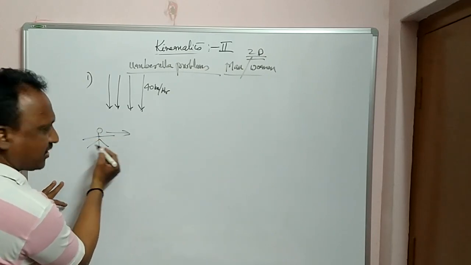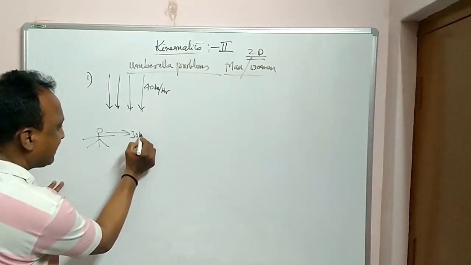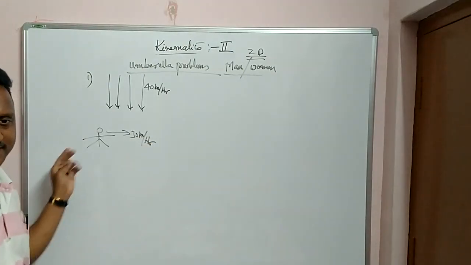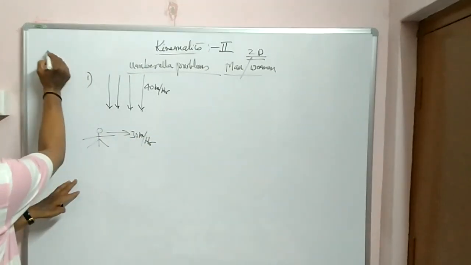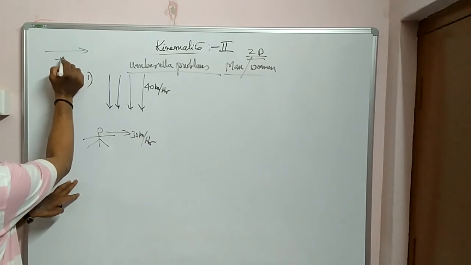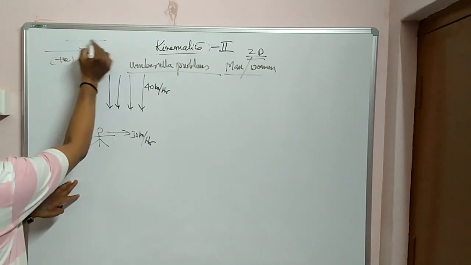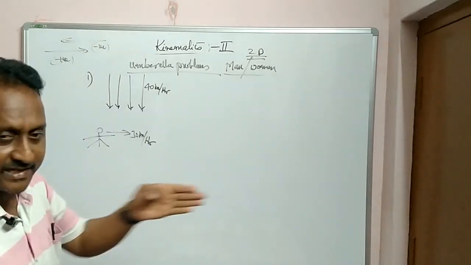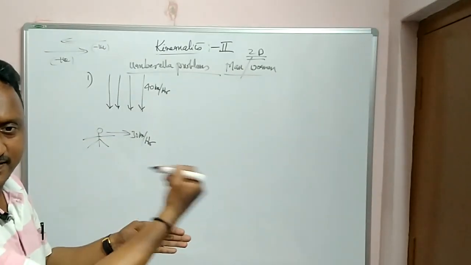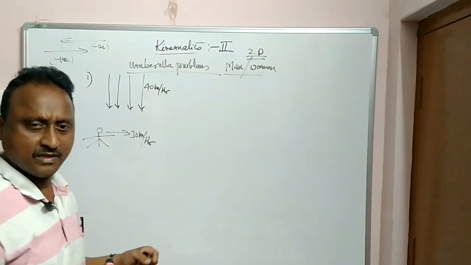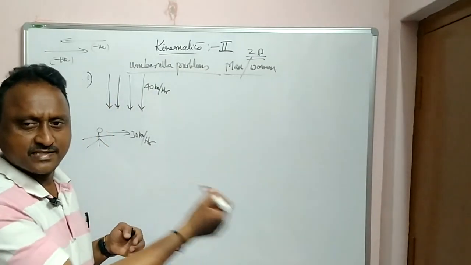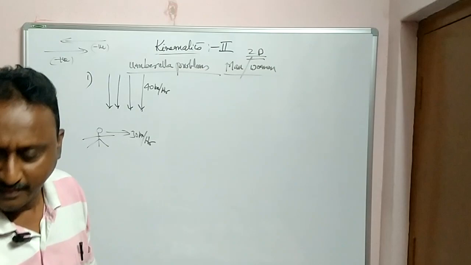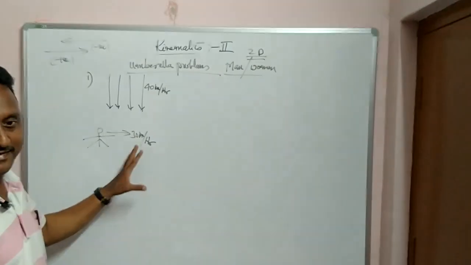Let this man or woman be moving at 30 km/h in this direction, and make a note, this is taken as positive and this is taken as negative. Sign conventions, please. This direction is positive and this direction is negative. Clear? This direction is positive and this direction is negative. Clear? Now how to solve, again in the same fashion.